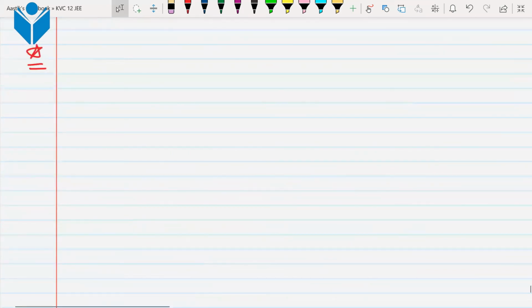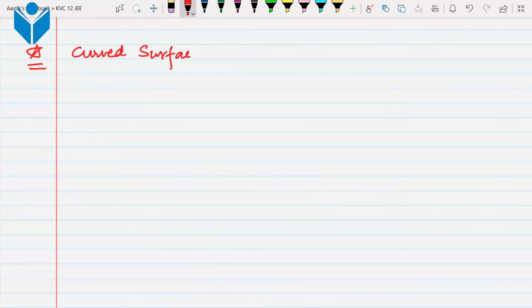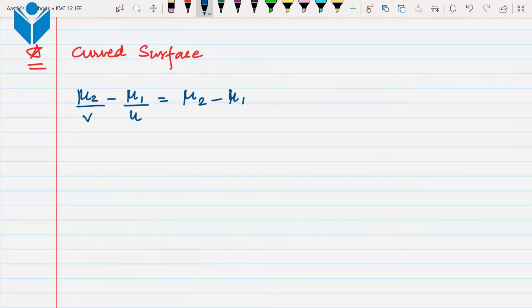Important point number 1. We have seen the formula for refraction at curved surfaces, right? What is the formula for refraction at curved surfaces? Can you repeat it so that I can write it? It is mu2 by V minus mu1 by U is equal to mu2 minus mu1 by R. Yes or no? We understand this?